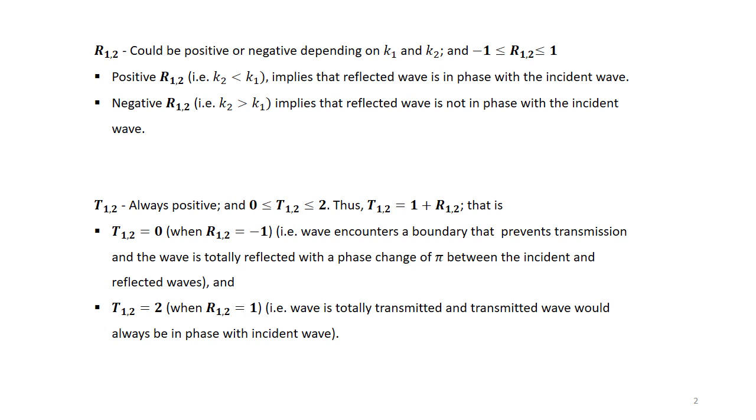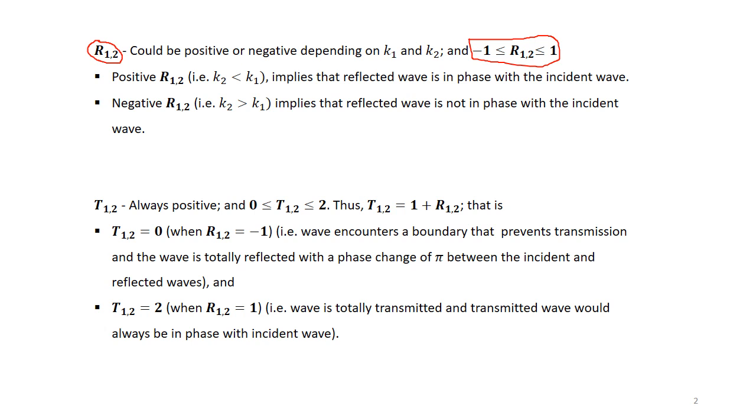Recall that R subscript 1,2, circled here, is the reflection coefficient of amplitude, and the value ranges between -1 and 1. So the value of the reflection coefficient of amplitude could be -1, minus 0.something, to 0, to 0.something, to 1. So the lowest value is -1, the highest value is 1.